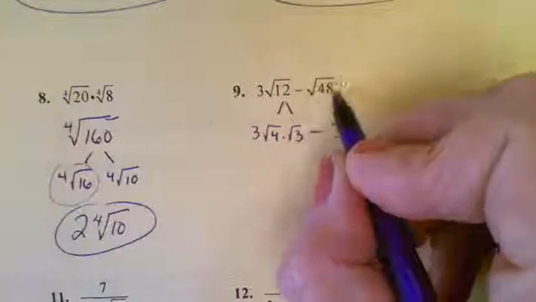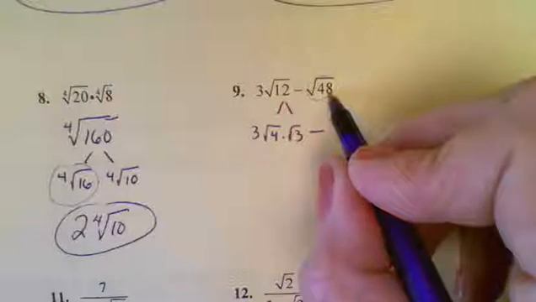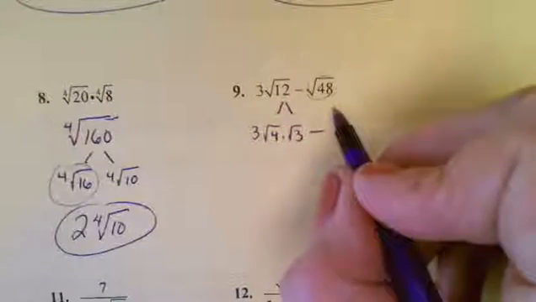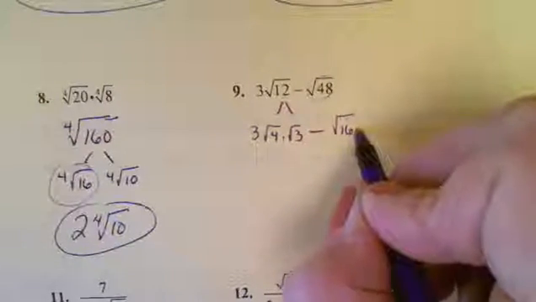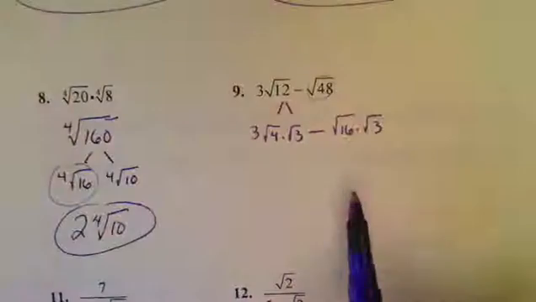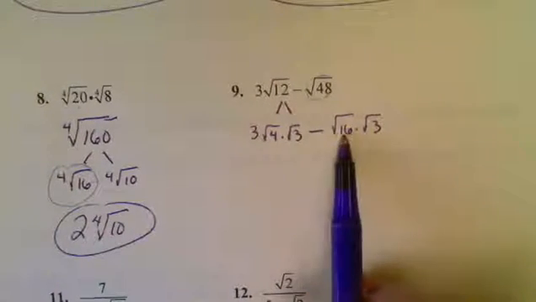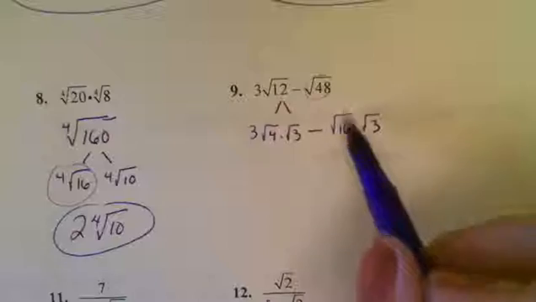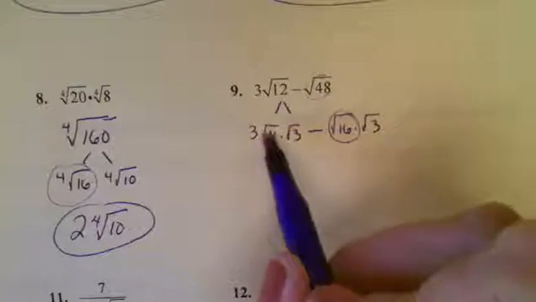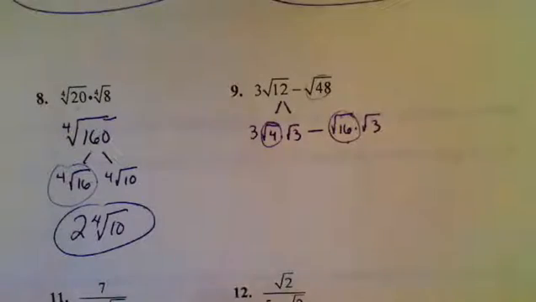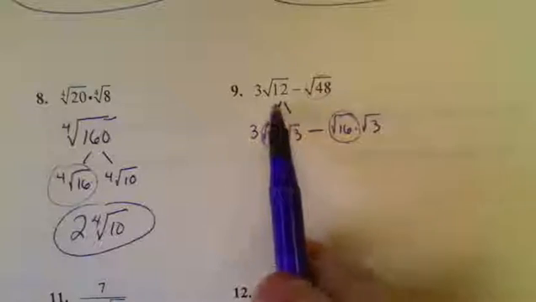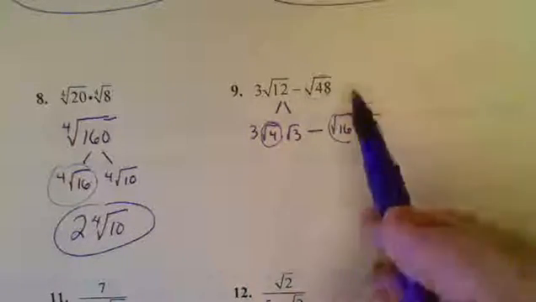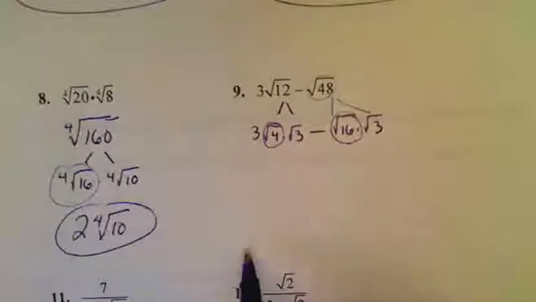Minus, and the square root of 48, there's different perfect squares that go in there, but the biggest one would be the square root of 16 times the square root of 3. When you take 48 and divide it by 16, you get 3. So I can simplify the square root of 16. I can simplify the square root of 4. So I broke up the 12 into 4 times 3. 48 I broke up into 16 times 3.